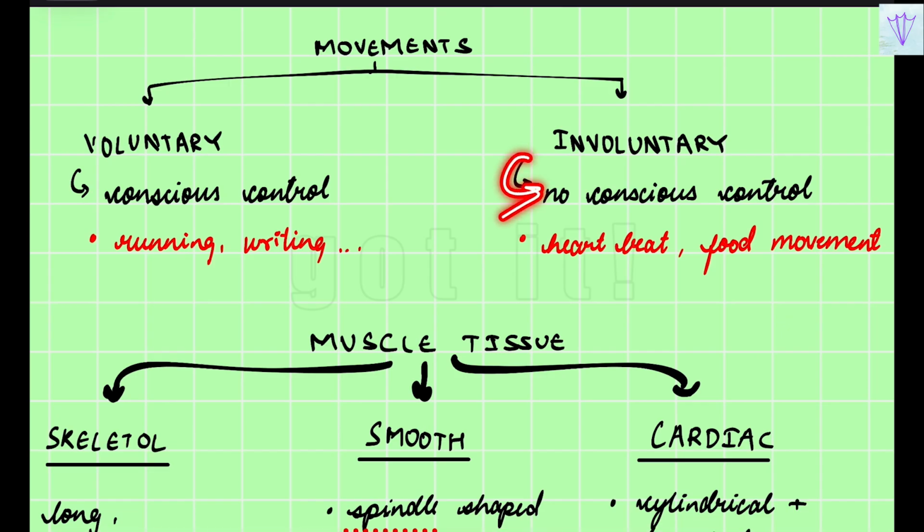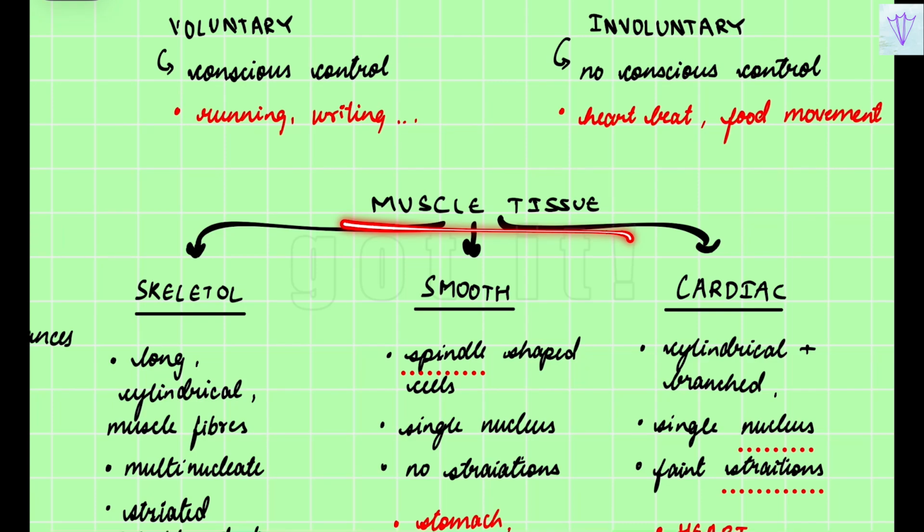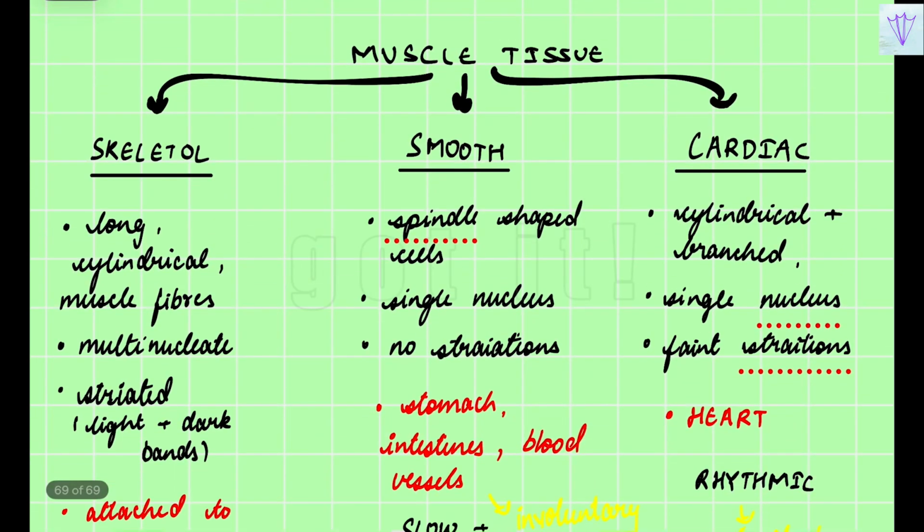But involuntary movement is when you will not have any conscious control over it, like the heartbeat and the food movement in the food pipe, how the food goes, and all those things are not in our control. So they happen involuntarily. You can understand this with the help of muscle tissue. In muscle tissue, we have three kinds of muscles, which are skeletal muscle, smooth muscle, and cardiac muscle.